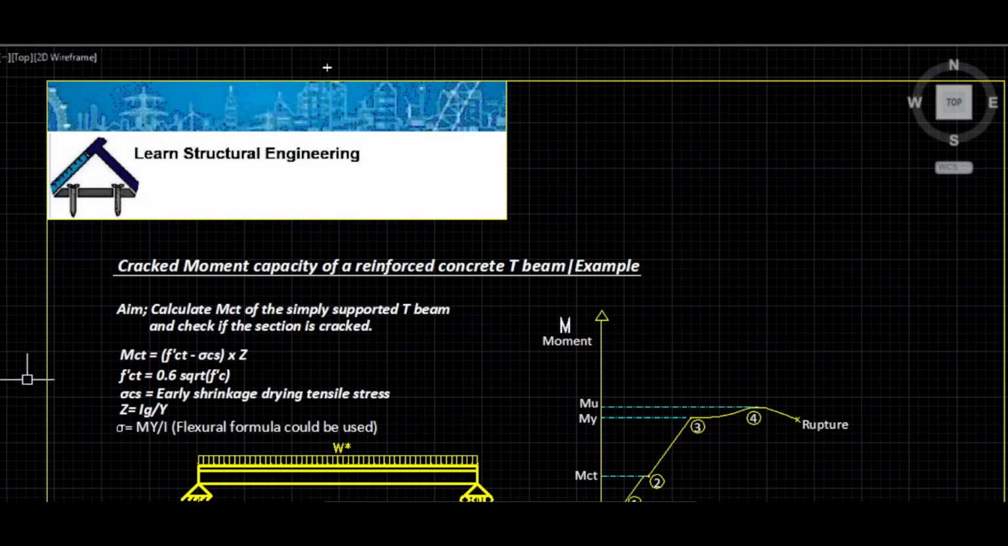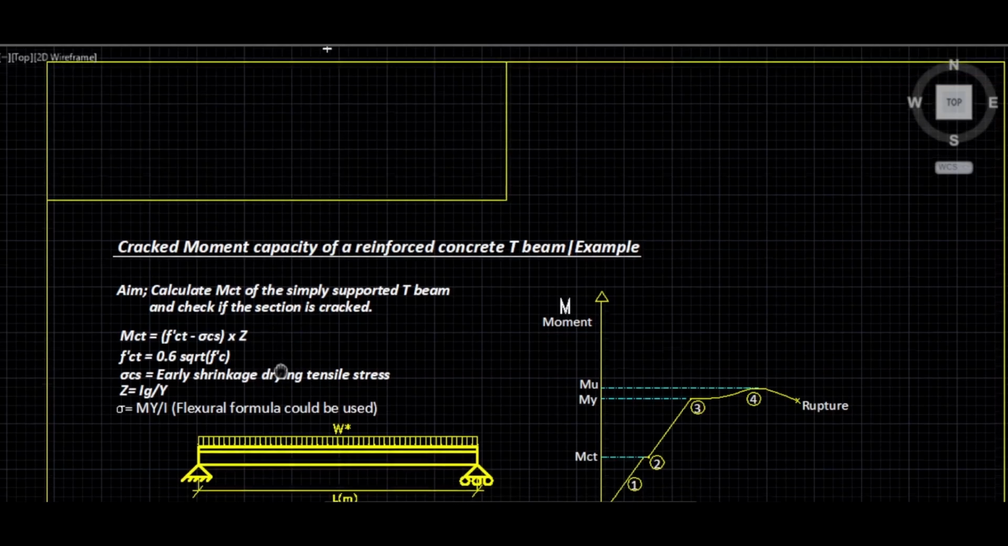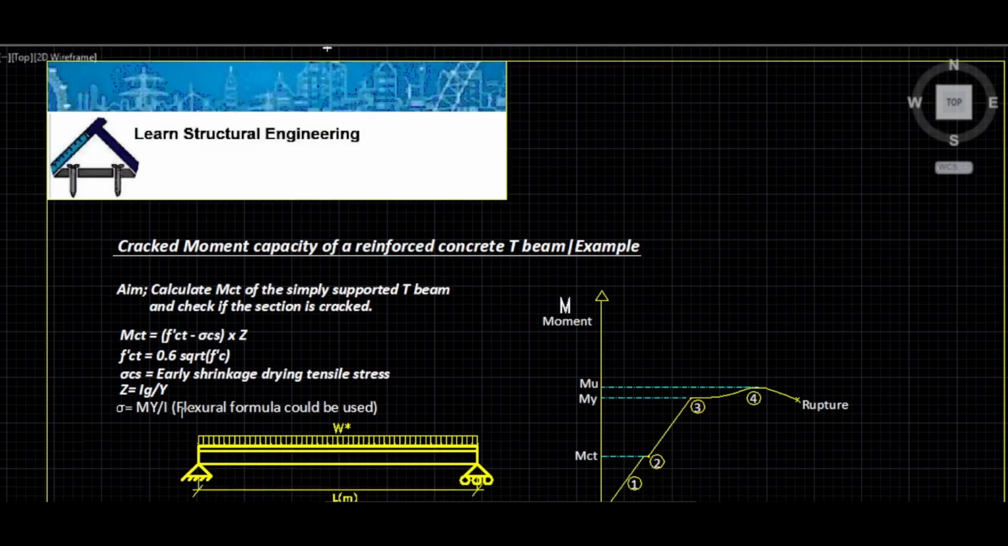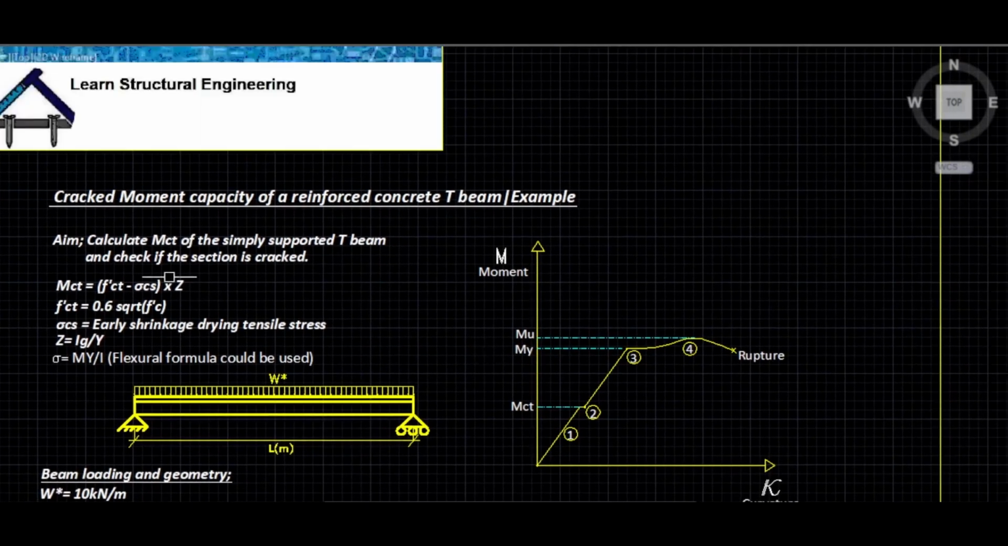Now, where did we get this formula from? M sub CT is equal to stress multiplied by Z. We got it from the flexural formula, and this is why this is the most important formula to always remember. Sigma is equal to My over I. So the question is, when can we use the flexural formula? To what extent can we use it?